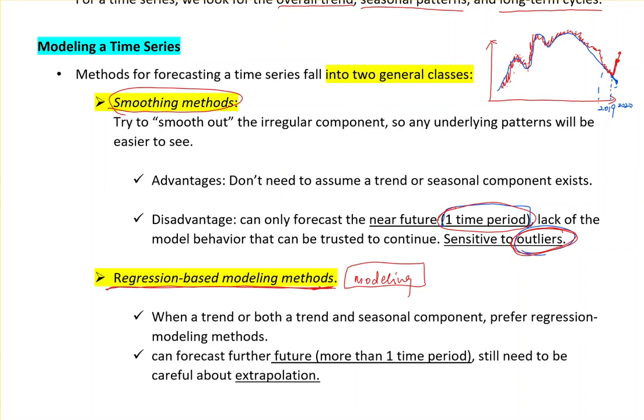But if a time series doesn't have a trend component and also doesn't have a seasonal component, then you need to use the smoothing method, because the smoothing method doesn't require any trend or seasonal component. But for the regression-based modeling method, you need at least one trend component. If you have a seasonal component, you can also model it, but at least you need to have the trend component. That is the disadvantage.